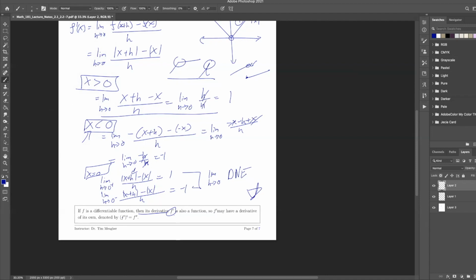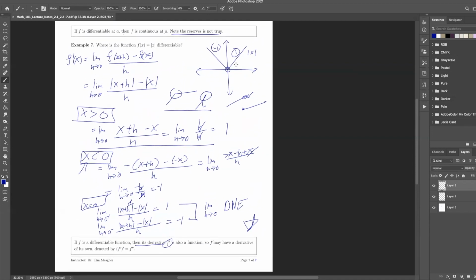Okay. Sorry, my headphones. I was wondering if h is approaching 0 from the right, so it's a positive number, and that makes that first one positive 1. Yes. And then if h is approaching from the left, it's a negative number, and that's why it's negative 1. Yes. Okay, that makes sense.